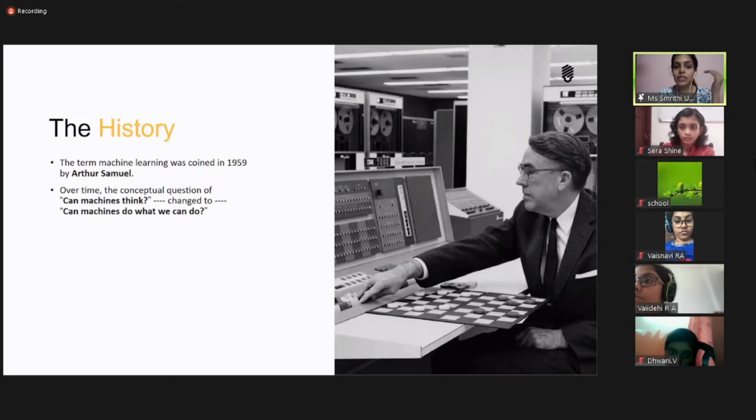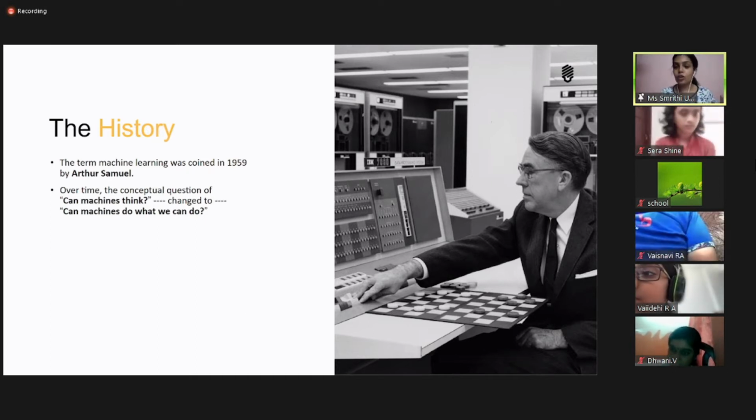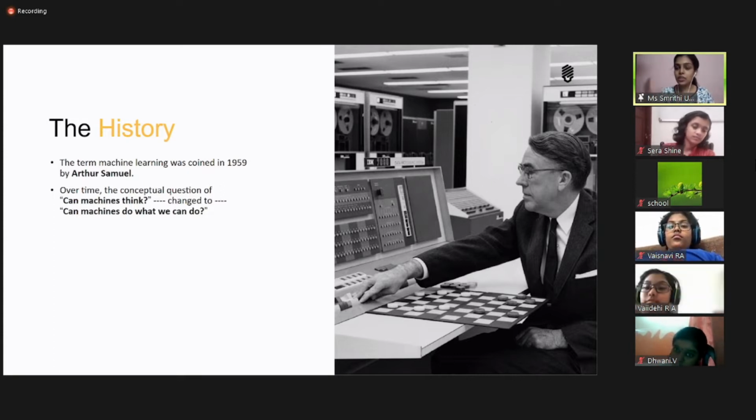So over time, we started to think, can machines think? Can a machine think? Two, can machines do whatever we can do? This is what we are thinking of. Can we just replace a human and put a machine in that place? In future, maybe instead of me, a robot would be teaching me. Yeah, robots are going to perform surgery. Instead of a doctor, when you go to a hospital, there will be a robot sitting there. You understand? So we are thinking of replacing humans with machines or robots.